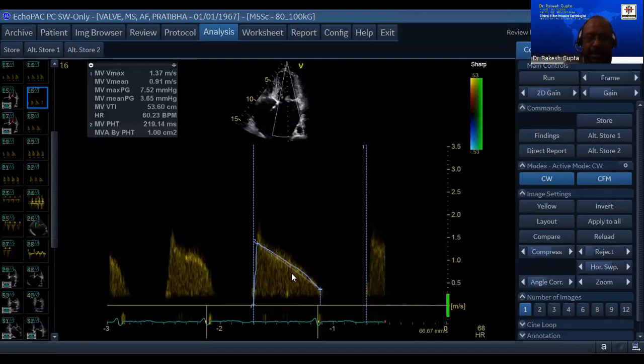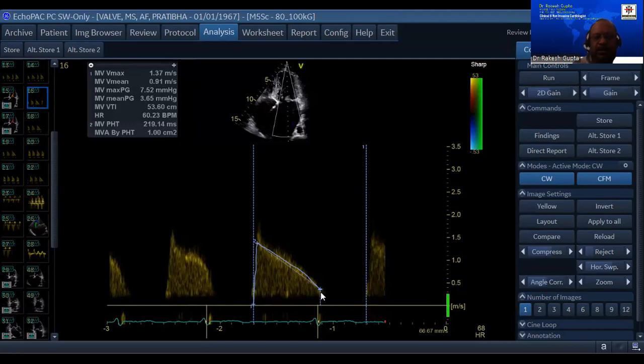E. There is no A wave. There is only the E wave which is present over here. So we have the deceleration time, sir, and we have to trace the area under that wave. Now, let me just complete it. Yeah, what we're going to do is, this is an atrial fibrillation.